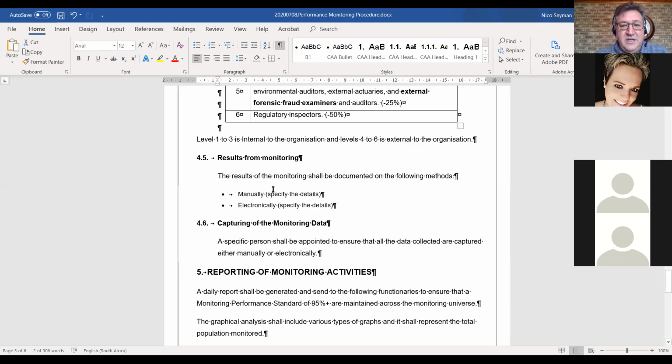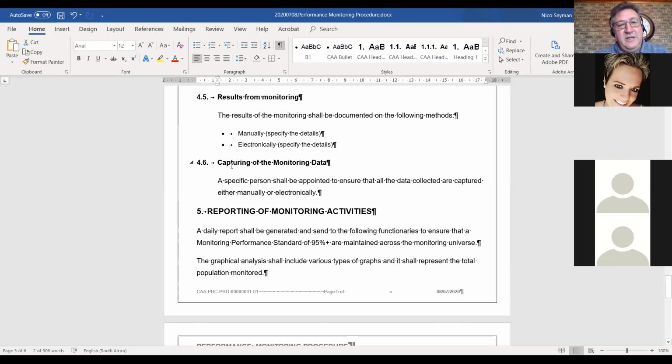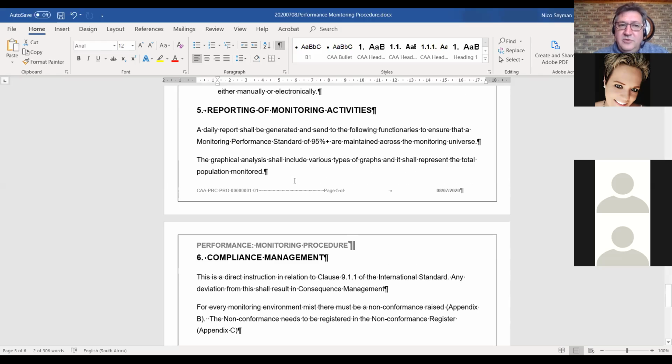So all of these need to be documented manually or electronically. You can determine what needs to be done, and then capturing of the monitoring data. A specific person shall be appointed to ensure that all the data collected are captured either manually or electronically. So that is your data management process, and the reporting out of that is going to be, you need to set the appetite and the tolerance there in your total universe of what you monitor, that you need to have a 95%, 75%, 85%. You set your standard there because this is where you need to be working to.